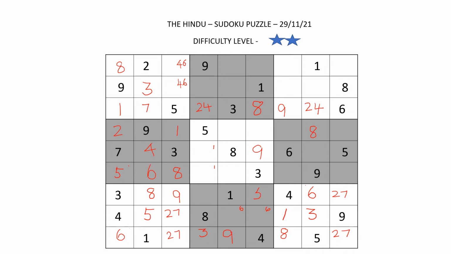Now that leaves this column with 3 empty cells. Let's try to find out what are the numbers missing here. So I'm writing it down here. 2 is missing. 4, 5, 6 are present. 7 is missing. Okay, 2, 6 and 7 are missing here. So let's try to find out where we can accommodate 2, 6 and 7.